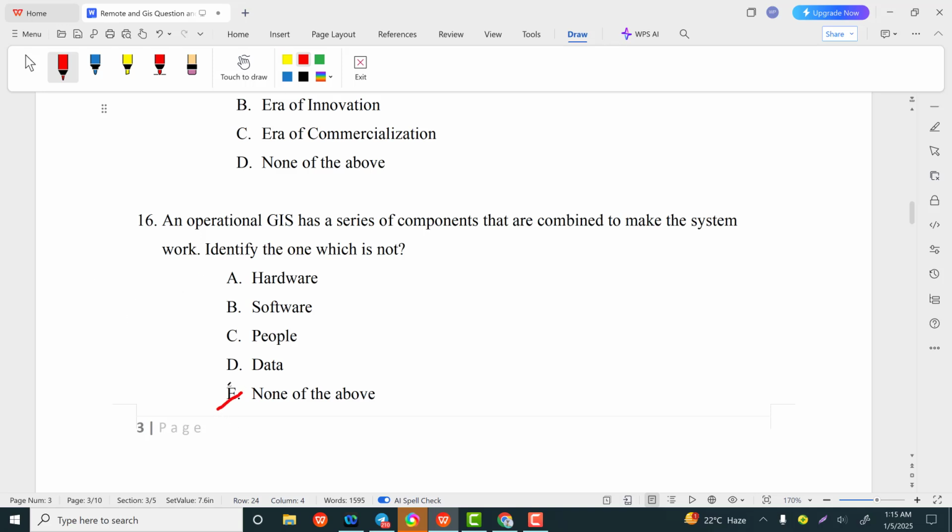This is related to the components of GIS. Hardware is one of the components of GIS. There are input devices and output devices. This is hardware. Software is helpful to manage our spatial data, like ArcGIS, Quantum GIS, and other proprietary and non-proprietary software. People and data are also components of GIS. So the answer is none of the above.